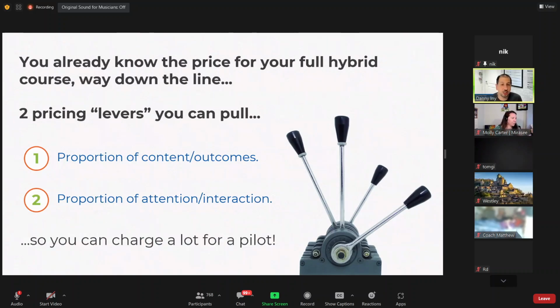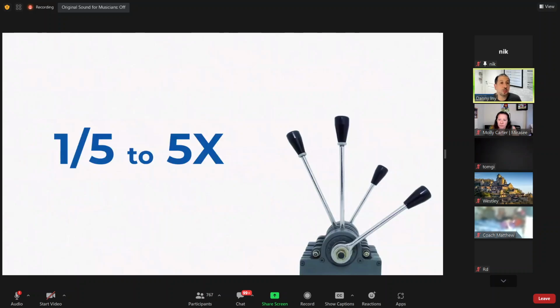The reason I share this is that a lot of people have an instinct that your pilot has to be cheaper. It has to be a discounted version of what you're eventually going to do. And in fact, in my experience, the range runs that the pilot will be anywhere from 1/5 to 5 times the price of the full eventual course. And I've seen it both ways.